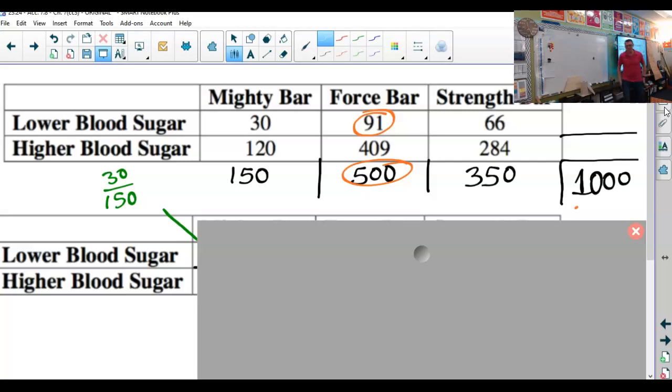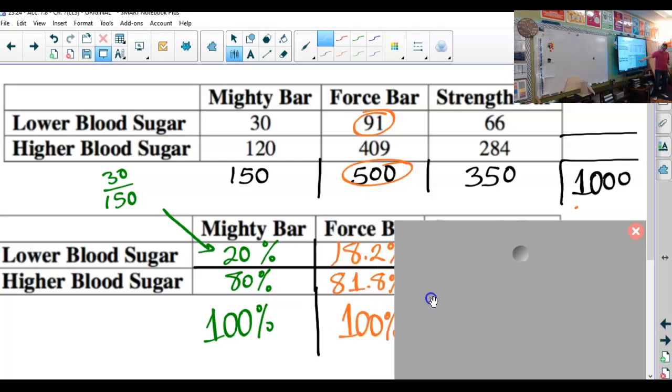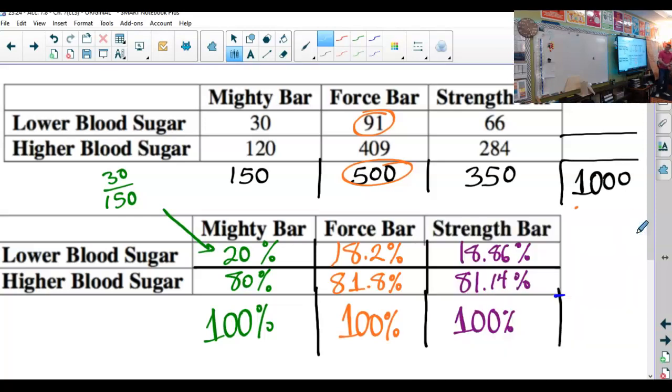All right, I shuffled the cards, unfortunately, because I was getting ready for Jenga. I'll even take a volunteer. Give me both percentages for the mighty bar. Nick? 20% and 80%, because that one breaks up nicely. Both percentages for the force bar. Claire? Rounded up, 18 and 82. 18 and 82, or if you don't round. And strength bar. Owen? 19 and 81. So based off that, what might we say?